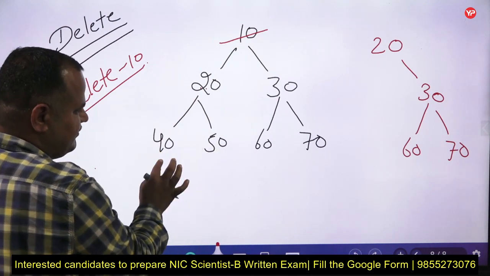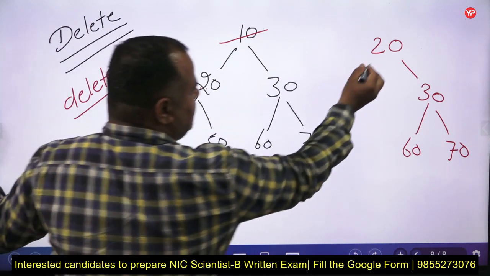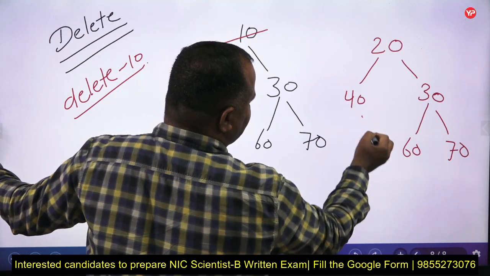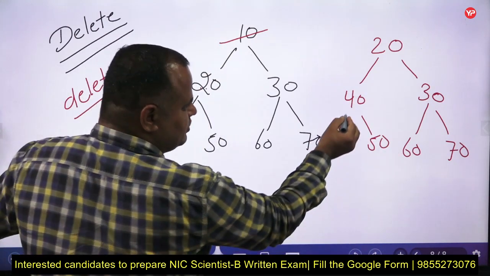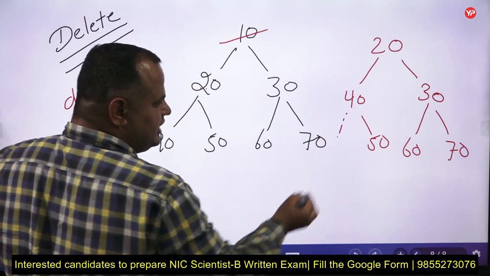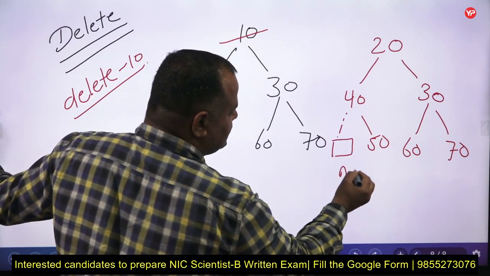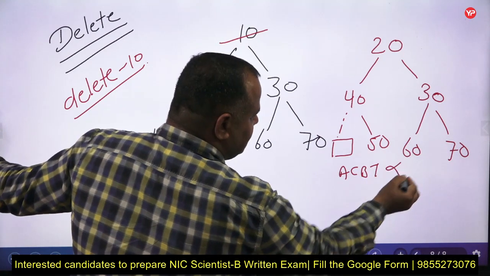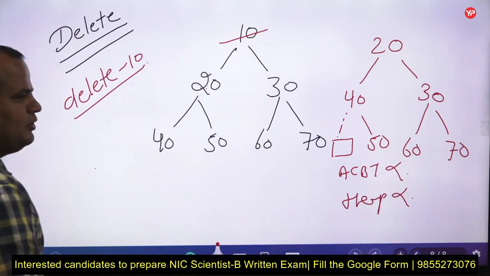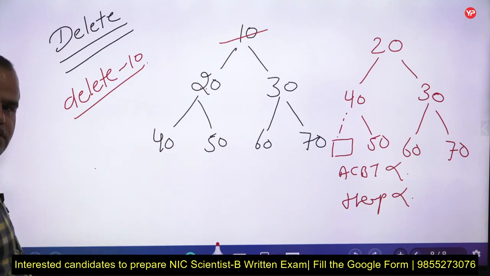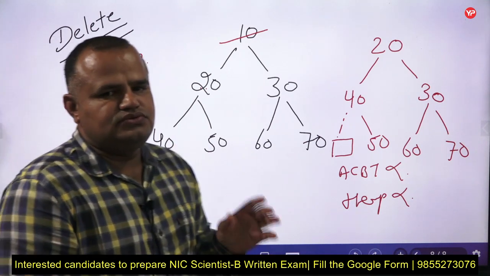Now again 40 and 50, which one is minimum? 40. If we put 40 here and 50 here, what's the problem in this case? What's the problem in this approach? The left child of 40 is empty and now it is not an almost complete binary tree. That's why it is not a heap. So this approach is wrong. Keep in mind, this approach is wrong.